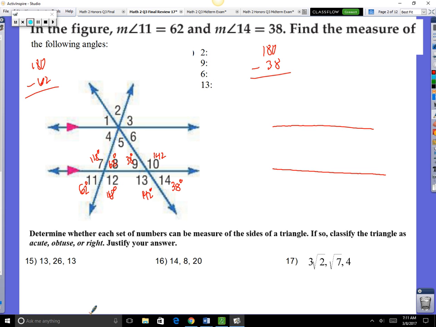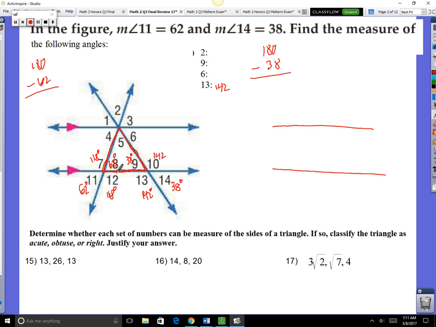So I can get 7, 8, 9, 10, 11, 12, 13, 14. So we just got 13. 13's got to be 142. But now we're going to get these top ones, and they might be a little tricky. So now check this triangle out in the center. You can get 5. So in the center you got a triangle. Anytime you have a triangle, there's 180 degrees among those 3 angles.